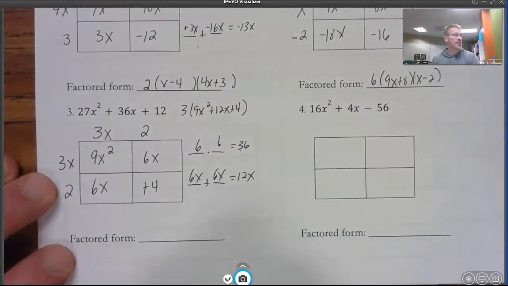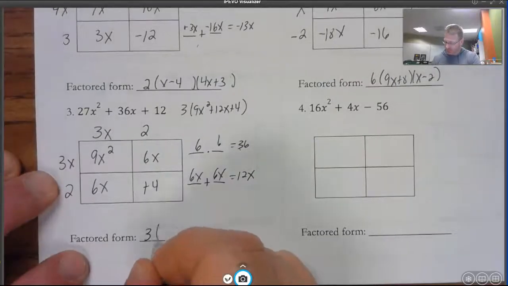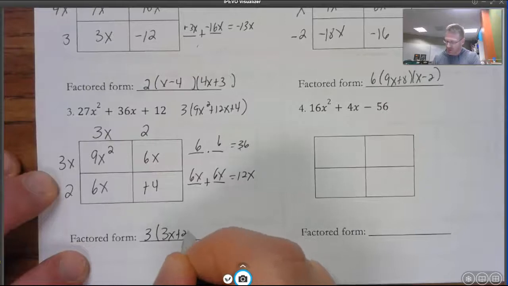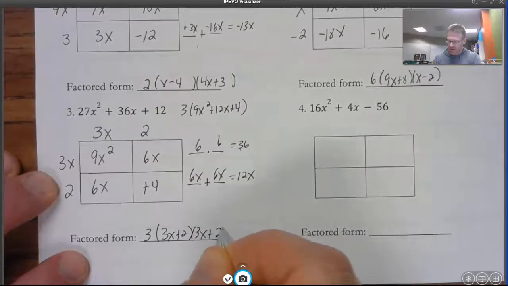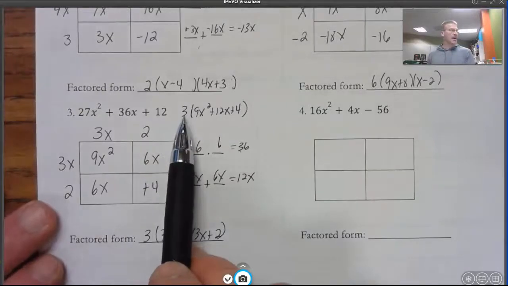So now if I write this in factored form, I take the 3 down, and then I have 3x plus 2 times 3x plus 2. And there you go. You can see it's really a lot of the same stuff that we've been doing. Now we just want to take this additional step here and factor out that GCF.